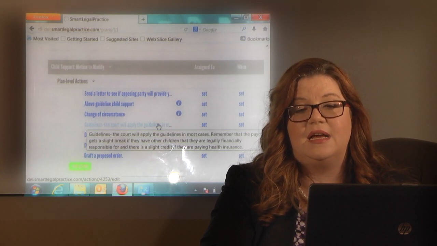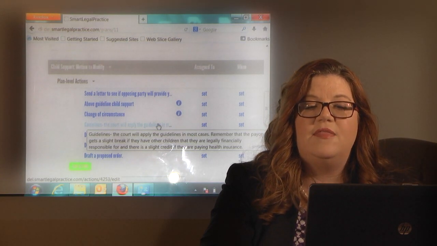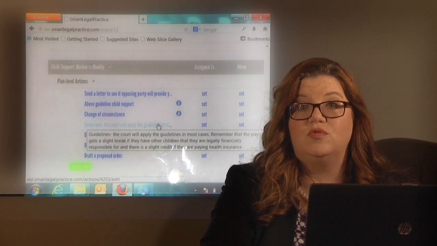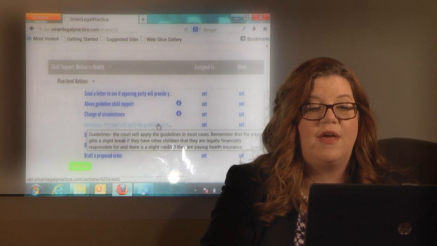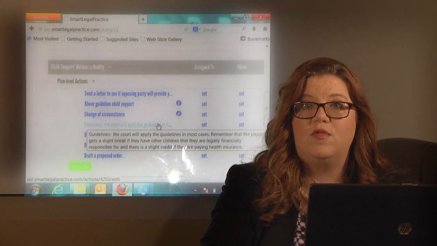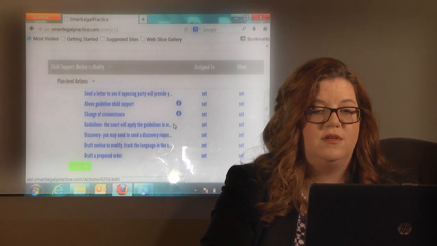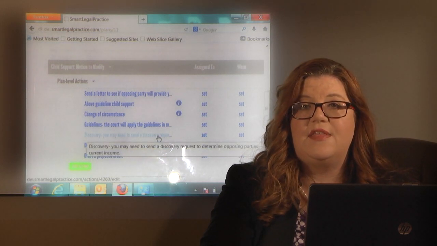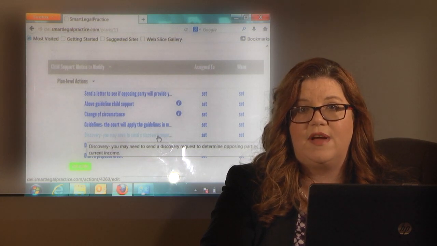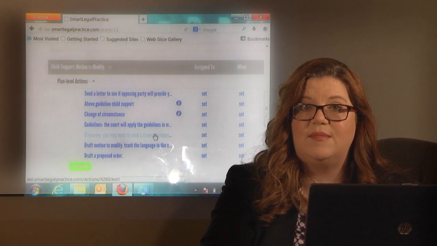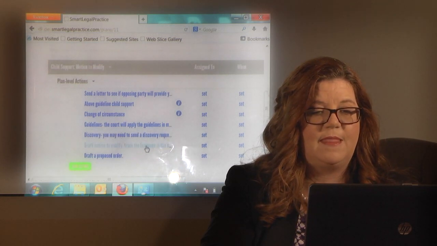The court will apply guidelines in most cases. There is a slight break, and a reminder here that there's a slight break if the payor has children that they're legally responsible for, other children. There's also a slight break if the payor is paying for health insurance for the child. So you may need to send discovery. Let's say that they will not voluntarily provide you with that information. Then here's a way to assign someone to prepare discovery.